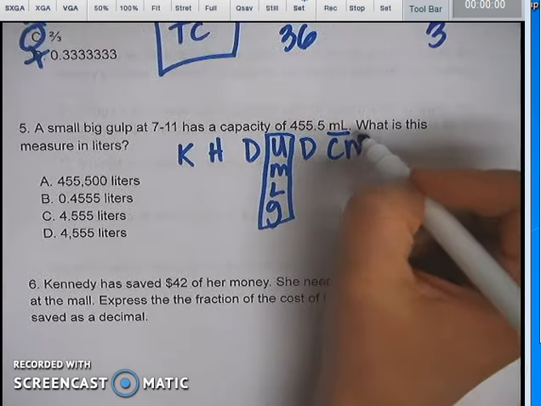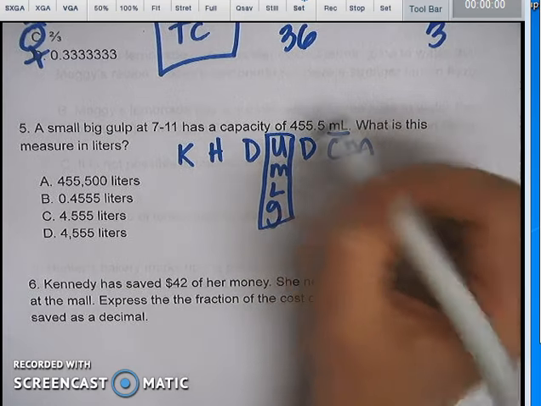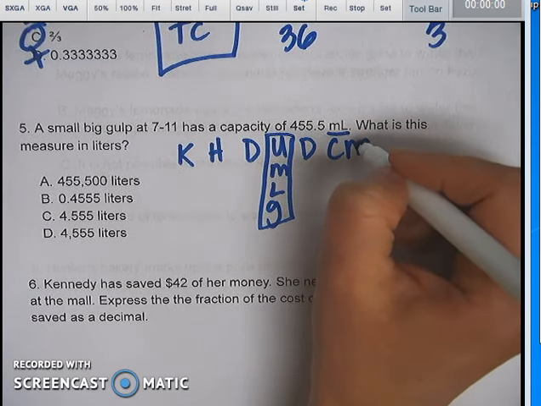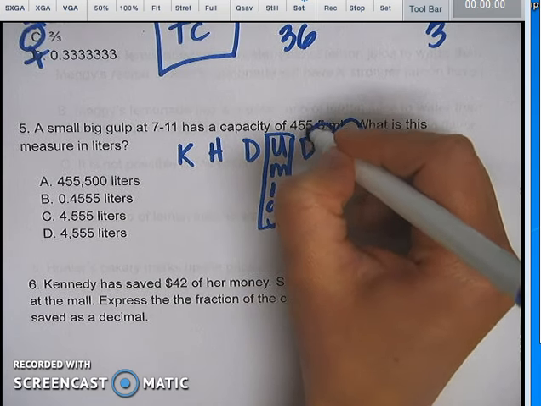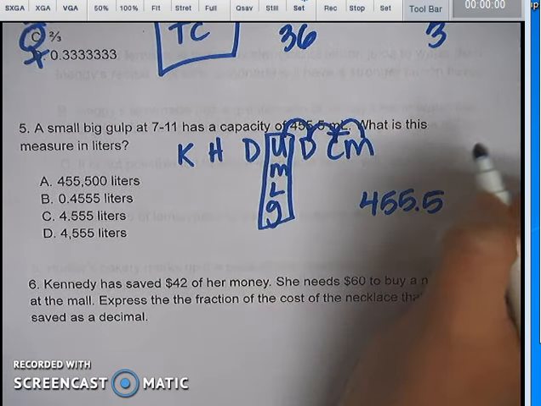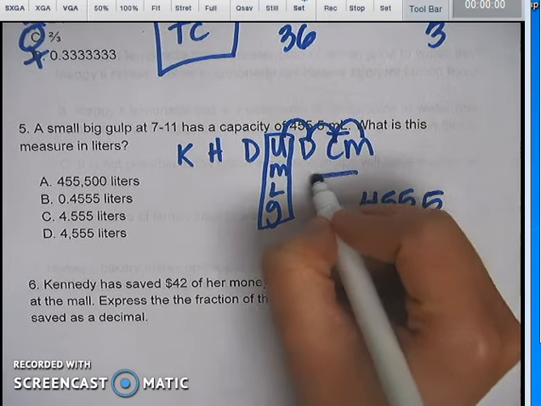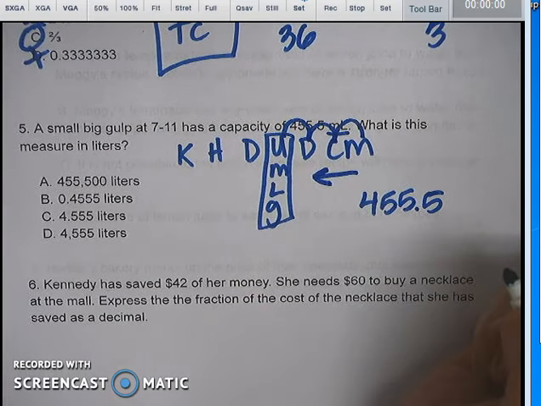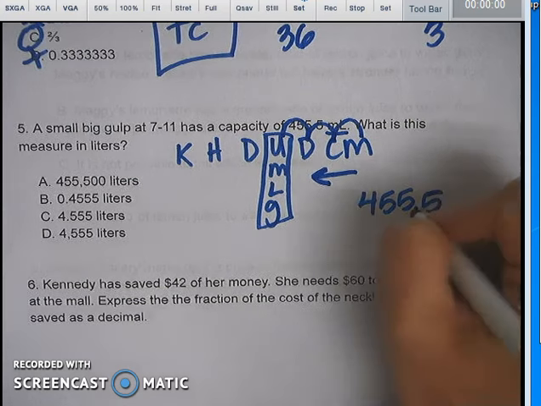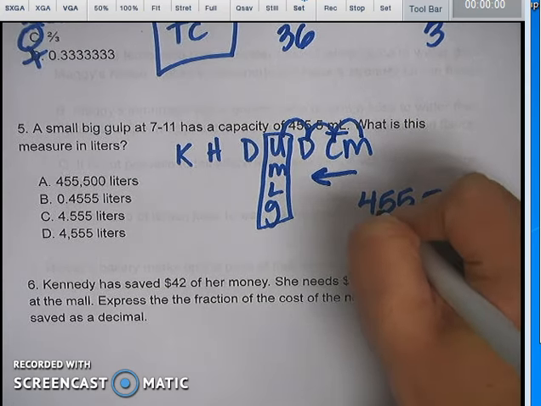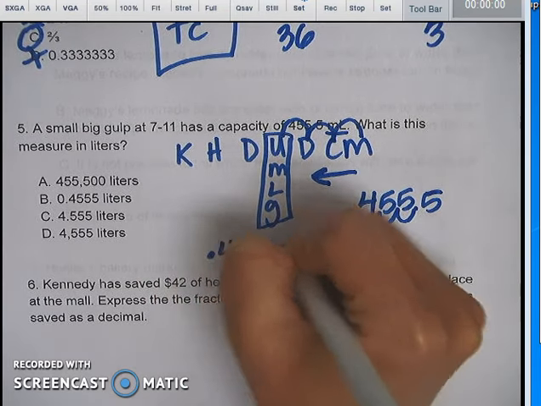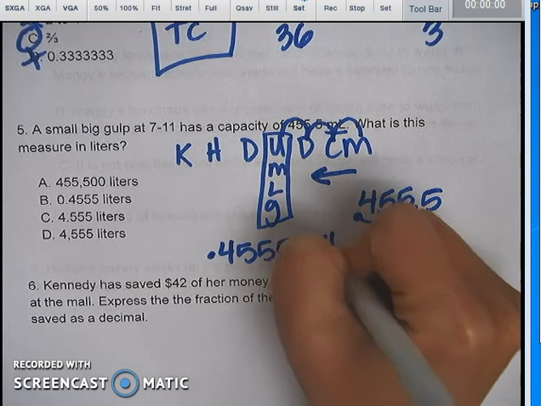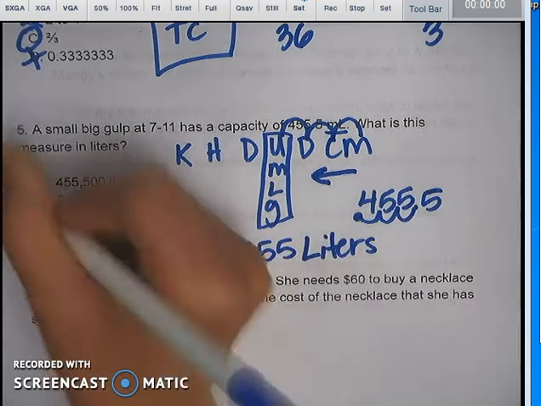So you're starting at milliliters and you're trying to get to liters. So you're going to put your pencil on where you start, milliliters. You're going to jump 1, 2, 3. Jump 3 times in which direction? To the left. That means you need to move your decimal that many times to the left. 1, 2, 3. 0.4555 liters. Okay? Pretty easy.